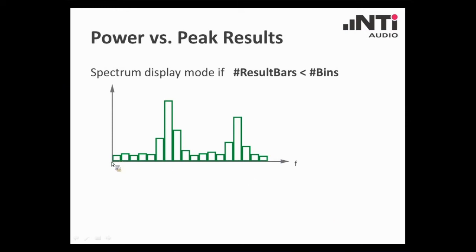This is the spectrum, a very simplified spectrum of an input signal, where all these underlying FFT data have been combined into blocks that are represented here. Now the question is, how do you represent these blocks if the number of bars, as shown here, is smaller than the number of bins?